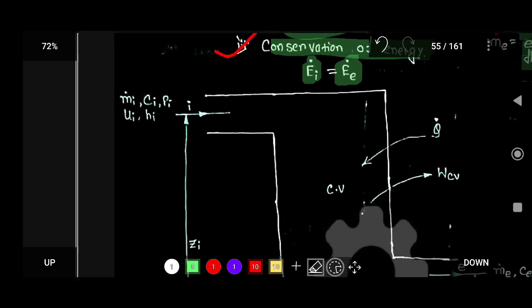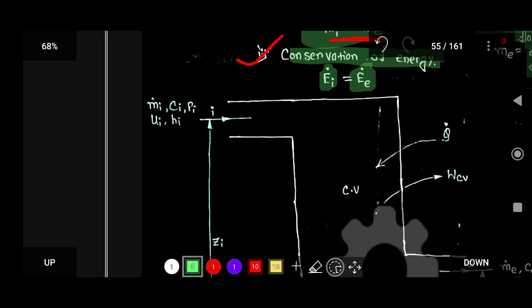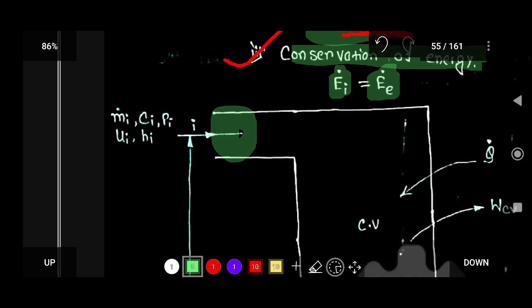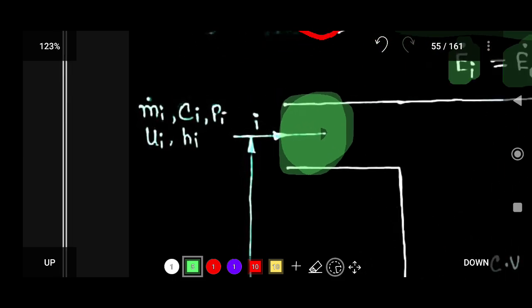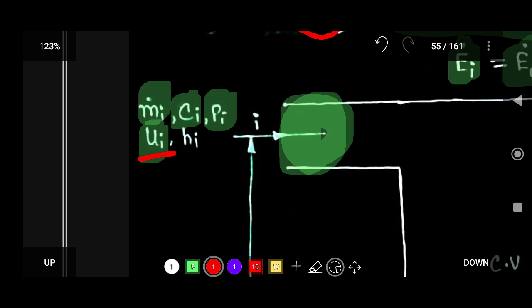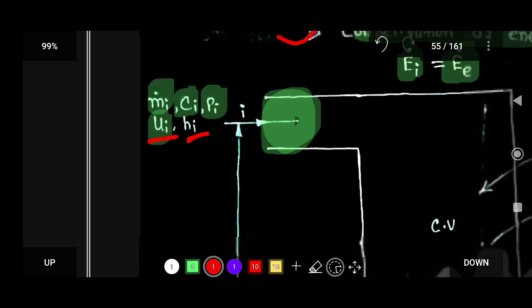Now just focus on the inlet of this control volume. At the inlet, the inlet mass flow rate is m_i dot, the initial velocity of the fluid is c_i, the initial pressure of the fluid is p_i, the inlet specific internal energy is u_i, and the inlet specific enthalpy is h_i. So i is the inlet, and e is the exit.